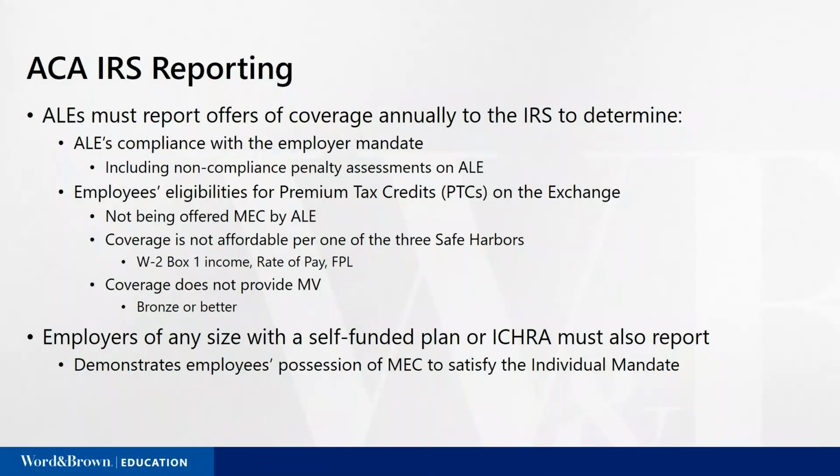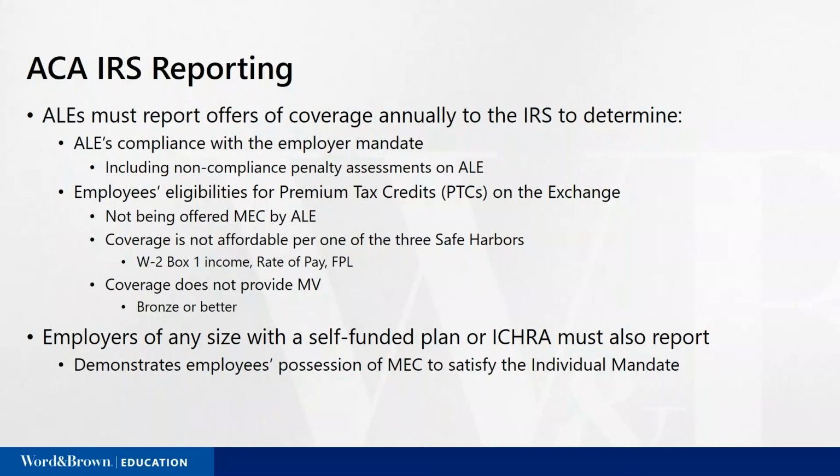In addition to offering coverage that meets ACA standards, applicable large employers are also responsible to report on their offers of coverage annually to the IRS in order to determine the applicable large employer's compliance with the employer mandate, including assessing any non-compliance penalties for failure to meet their requirements under the employer mandate. And it's also for the IRS to check an employee's eligibility for a premium tax credit on the exchange, either for not being offered minimum essential coverage by the applicable large employer, or because coverage was not affordable per one of the three safe harbors we went over, or because the coverage did not provide minimum value.